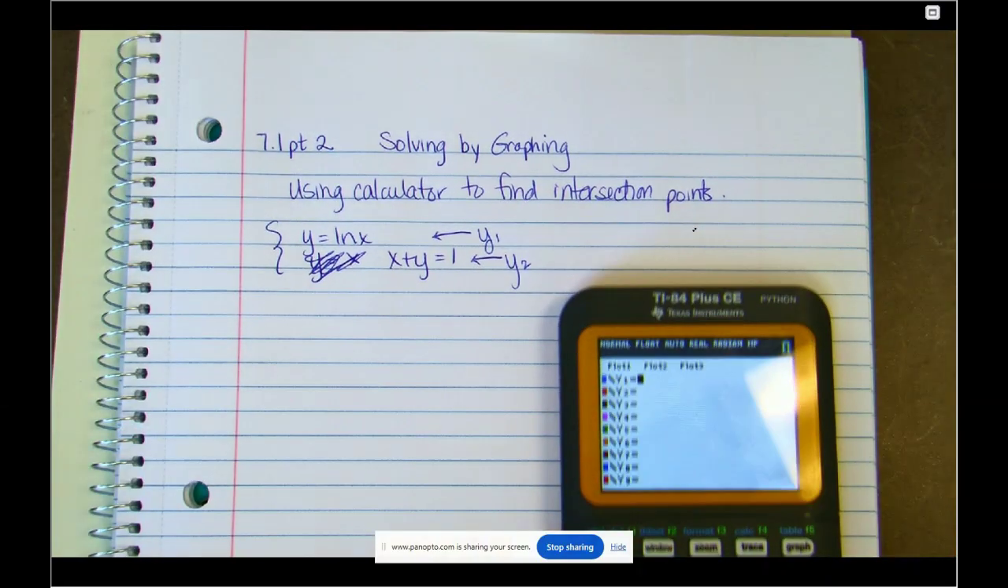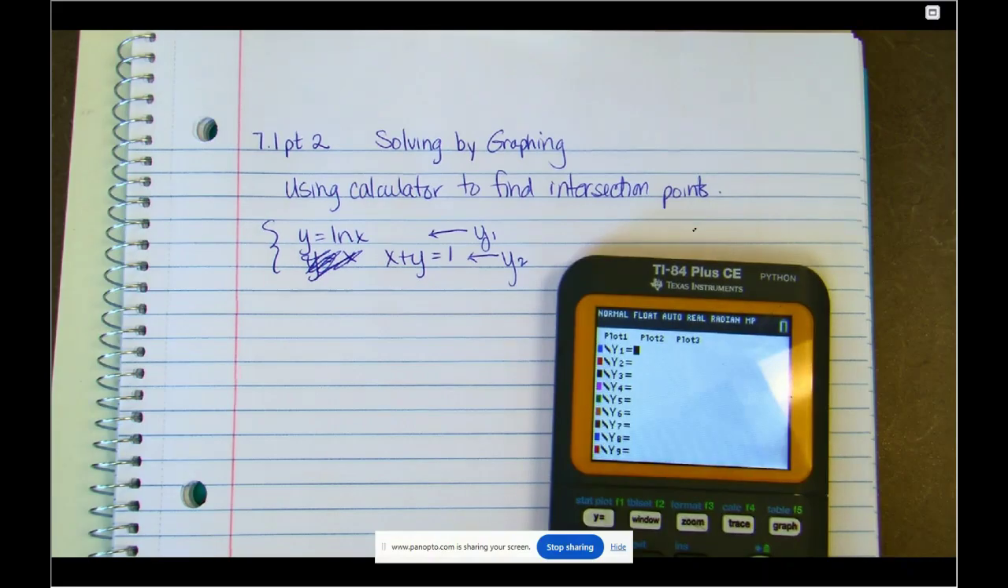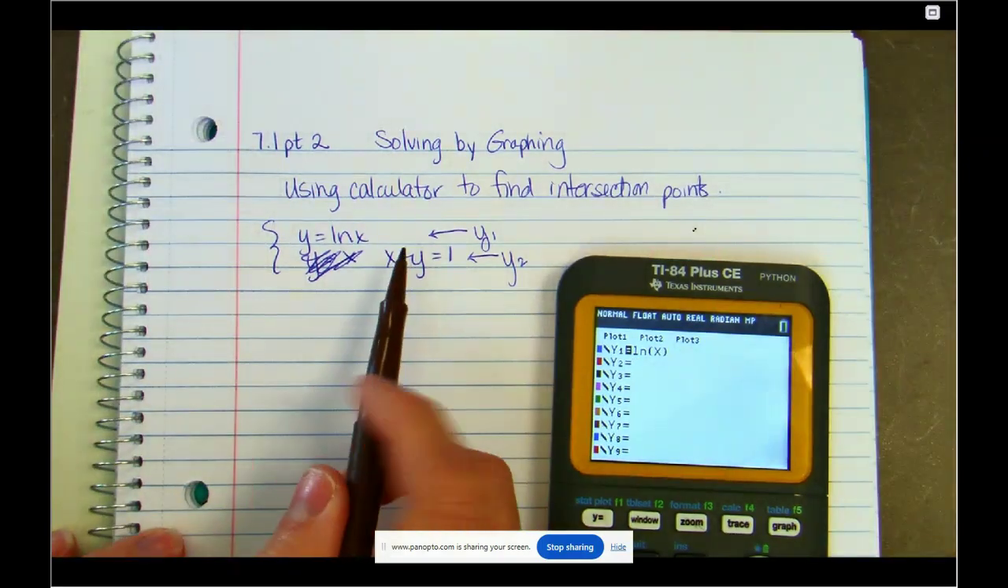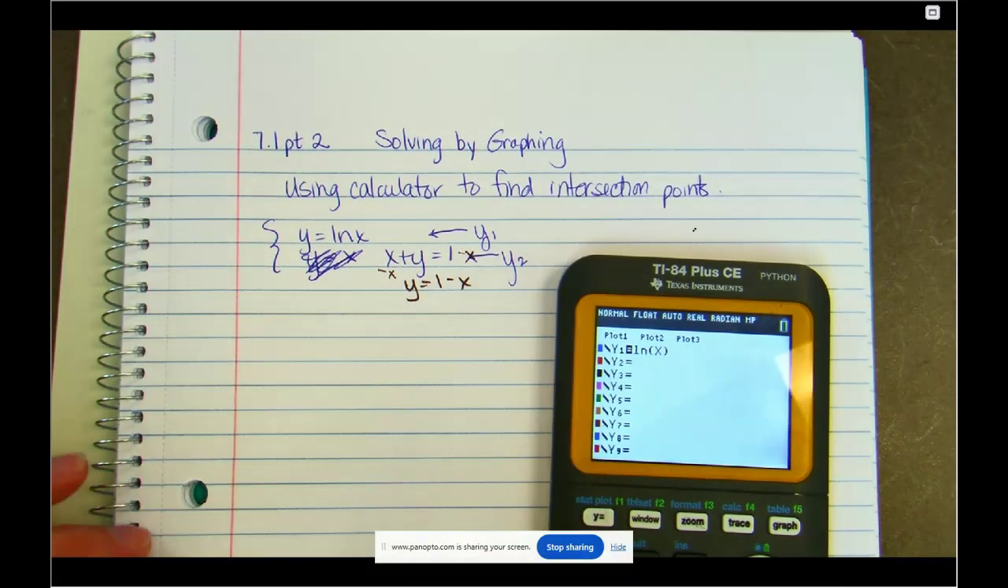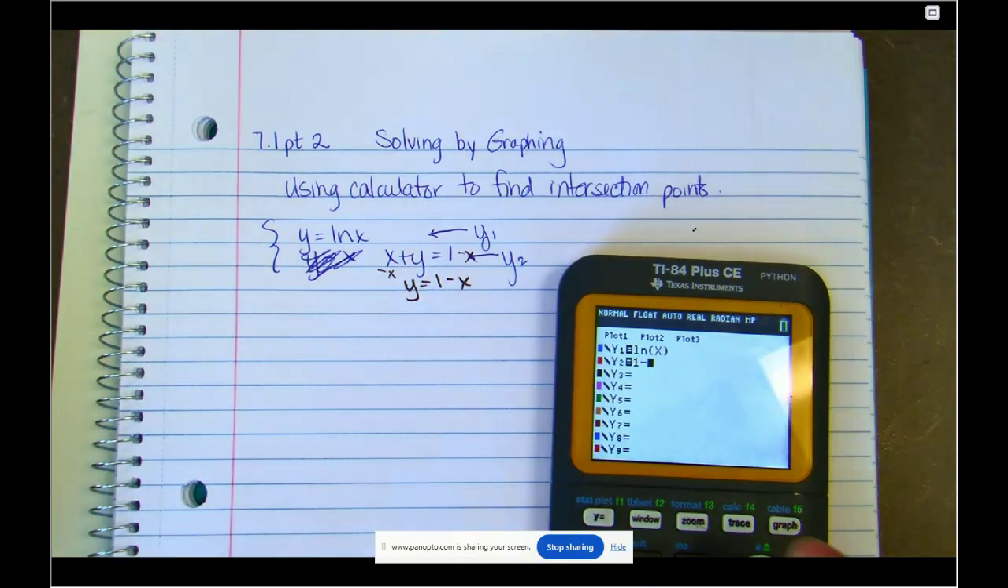So y1, no problem. Type in natural log x. Natural log is over on the left; we used them earlier this year. Your calculator, though, is not Desmos. Desmos will just take whatever you want in whatever order, like x plus y equals 1. Not so with this calculator. It has to be y equals. So what do you need to do? Rearrange. Subtract x. Yep. So you're putting in your calculator y equals 1 minus x instead of x plus y equals 1. Okay, then hit graph.